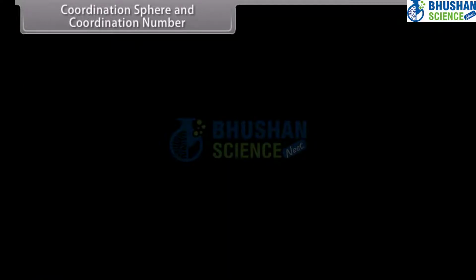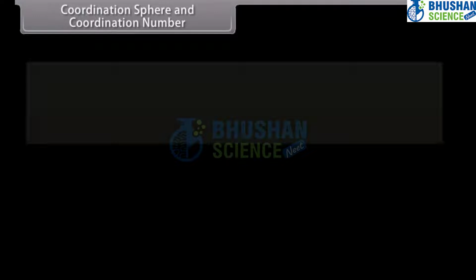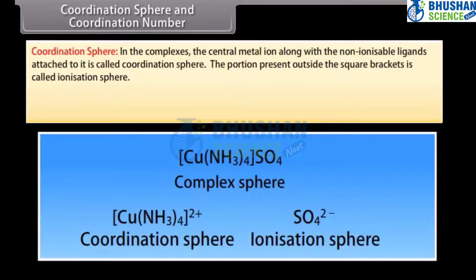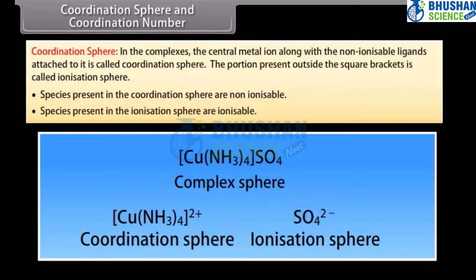Coordination sphere and coordination number. Coordination sphere. In the complexes, the central metal ion along with the non-ionizable ligands attached to it is called the coordination sphere. The portion present outside the square brackets is called the ionization sphere. Species present in the coordination sphere are non-ionizable. Species present in the ionization sphere are ionizable.